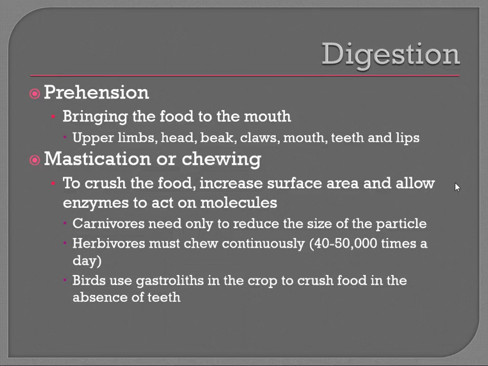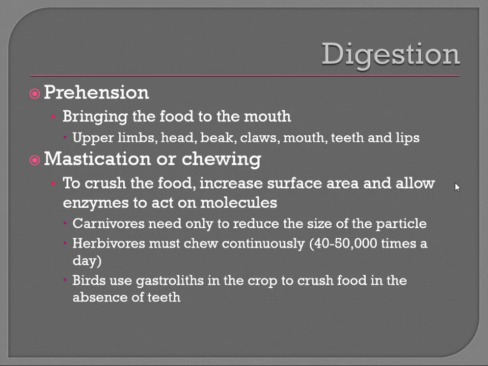Now, the next thing that you do once you get it to your mouth, of course, is the mastication, which is better known as chewing, okay? And you want to crush the food up so you're increasing the surface area to allow those enzymes that we talked about before, in this case in the mouth, the salivary amylase, to act on the molecules. But also as you're swallowing it, you want that larger surface area as well, because remember, everything's about surface area. Now, carnivores really need to just reduce the size of the particle to increase surface area, but herbivores actually have to chew all the time. They just continually chew their food. That's where chewing the cud comes from. They're just chewing and chewing and chewing and breaking it down.